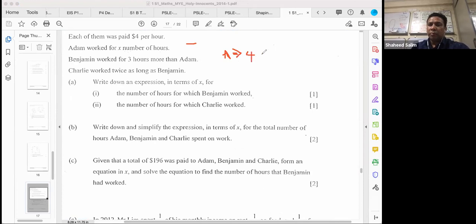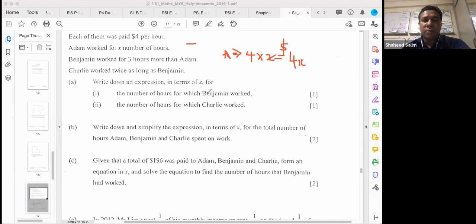4 times X. Why? Because 1 hour is $4. He worked for X hours, so he is paid in dollars. This is in dollars. He's paid 4X dollars. I'm not going to put a dollar sign, but must remember this is money.